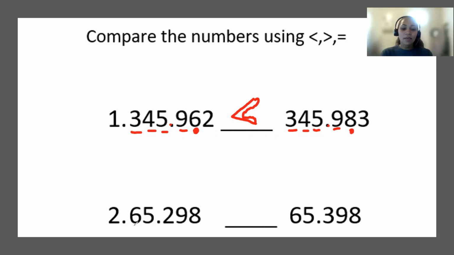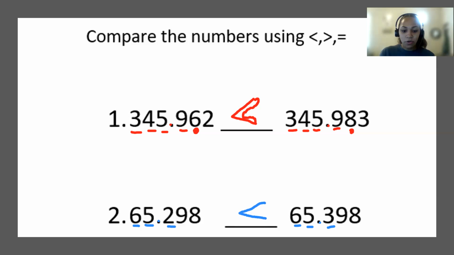Remember, always start in the front because that is the digit with the most value. 6 and 6, 5 and 5, decimal point, still the same. All right, 2 and 3, now they're different. Is 2 or 3 bigger? Well, 3 is more than 2. So there we go. All right, let's clear off these drawings.